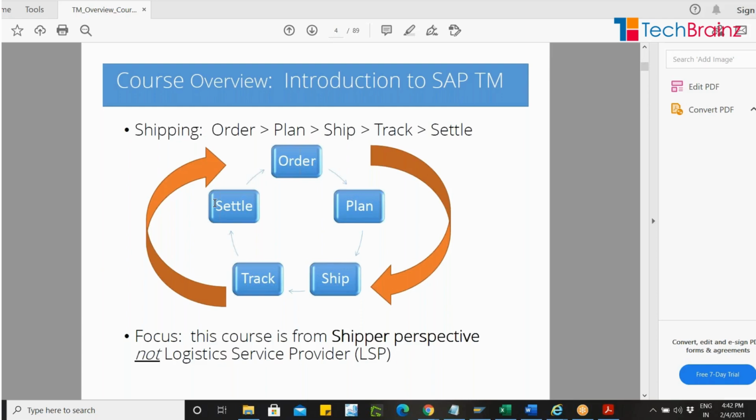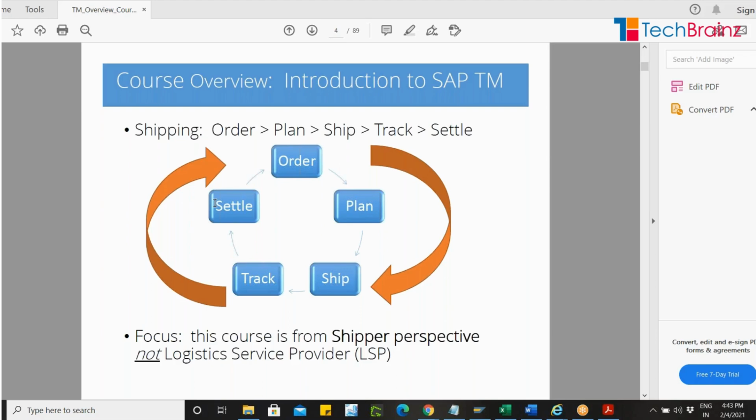A shipper is the manufacturer who is sending the material to the customer, and an LSP owns his own fleet, who could be managing his own fleet or the customer's. So in both scenarios, we have this shipper concept here.